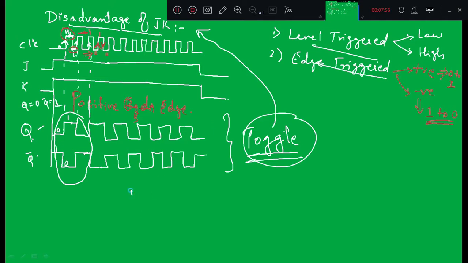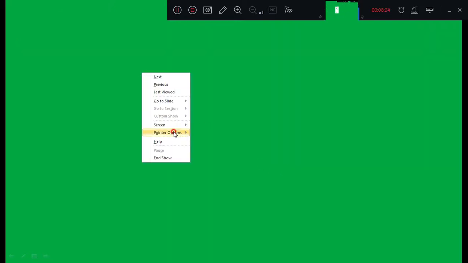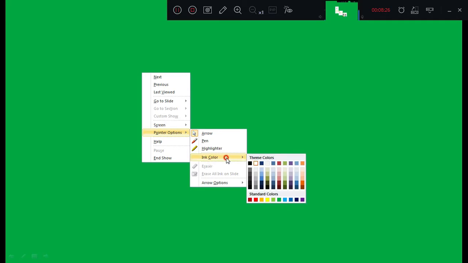With the help of the name itself, you can identify there are two JKs in this master slave. One acts as a master, one acts as a slave, right? So whatever the master tells, the slave just follows, right? And how it avoids this toggling state, that we will see in the next slide. Okay, so now I'll explain how the JK master slave works and how it can be seen.